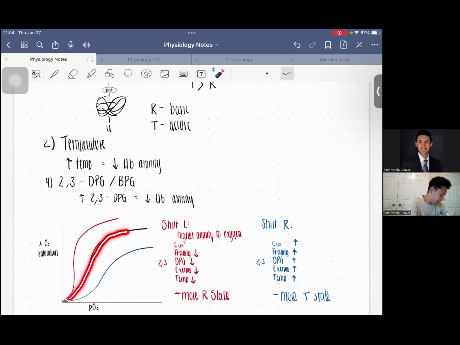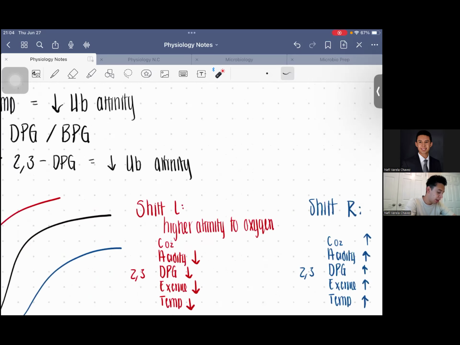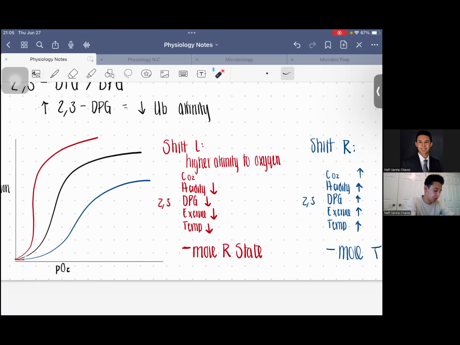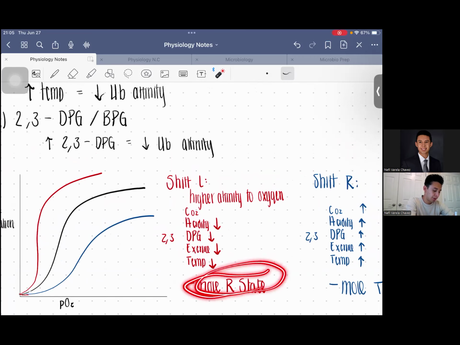So this black line represents normal saturation and pressure of oxygen, okay? Now, we can have higher saturation by increasing affinity, and we can have lower saturation by decreasing affinity. Higher affinity is going to happen when we decrease acidity, when we decrease DPG, when we decrease CO2, when we have less exercise, less metabolism, and when we decrease temperature, okay? So that's going to make a more relaxed state, more affinity for oxygen. So we're going to saturate it more.